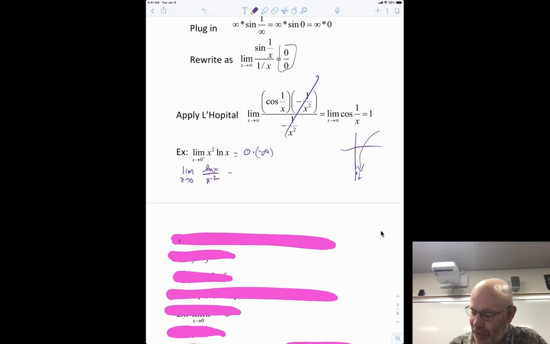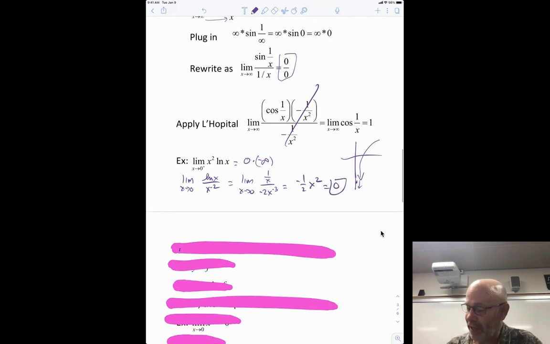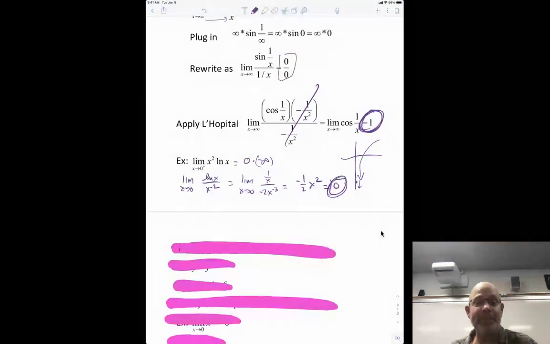So now I can take the derivative. Natural log of x gives 1 over x. This would be negative 2x to the negative 3. If I do some simplifying here, that x cubed is going to come up to the top, right? So it's going to be x cubed over x, so it's going to be negative 1/2 x squared. We plug in the 0 and we get 0. So notice in the first case, 0 times infinity was 1. In this case, 0 times infinity is 0.